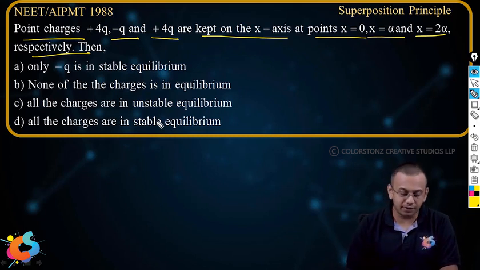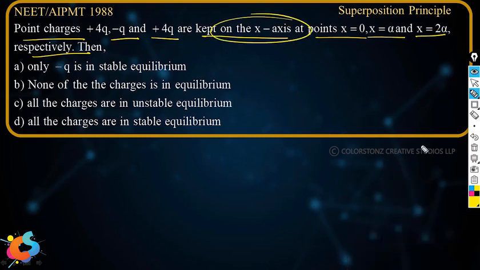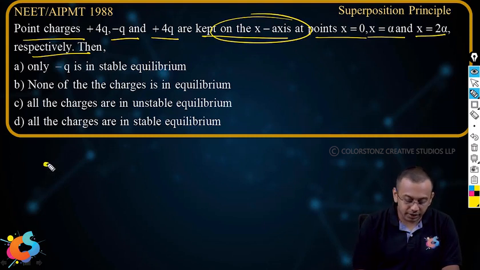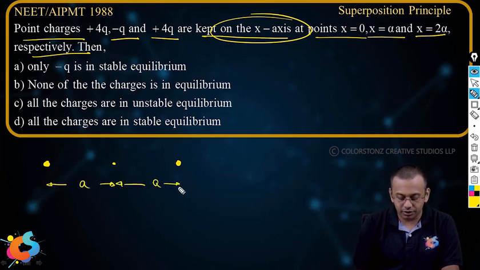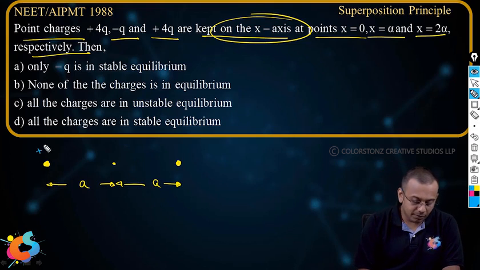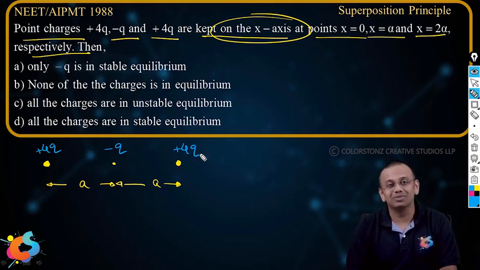So let's draw the setup first of all. All the charges are lying on a straight line on the x-axis. Each of the charges is lying like this: this is the plus 4q, then minus q, then again plus 4q. The positions are x equal to 0, x equal to a, and x equal to 2a. That means this distance is a, and this distance is also a.